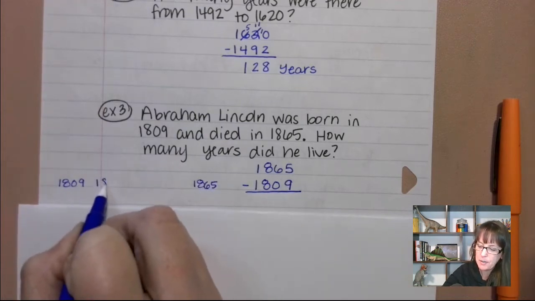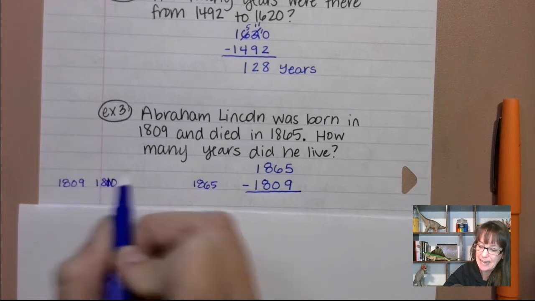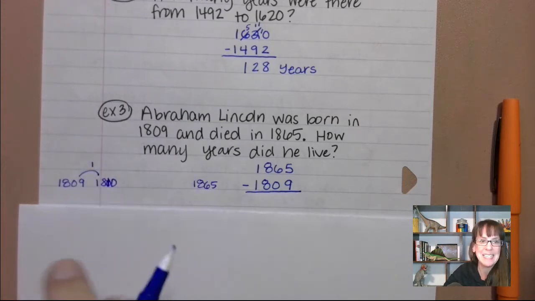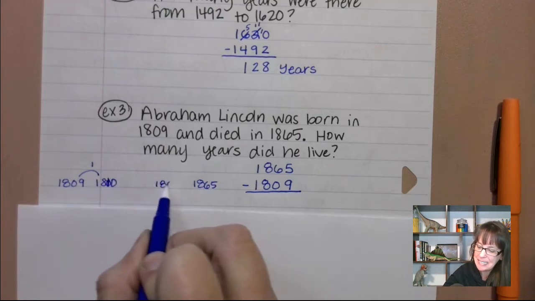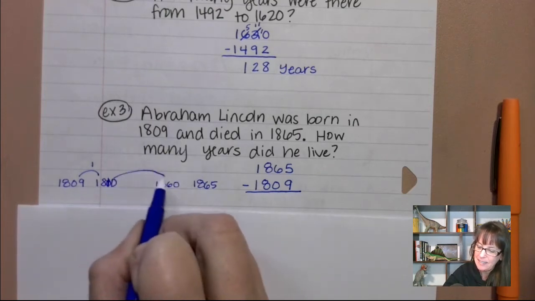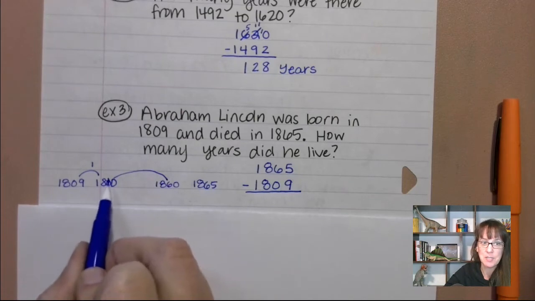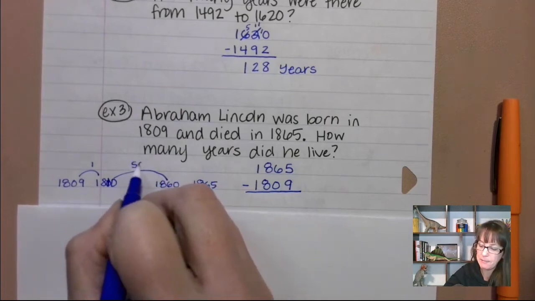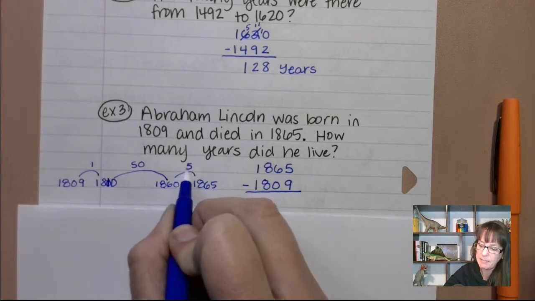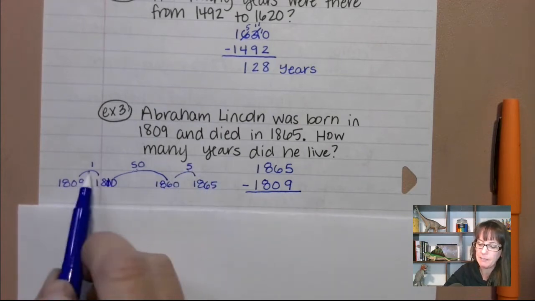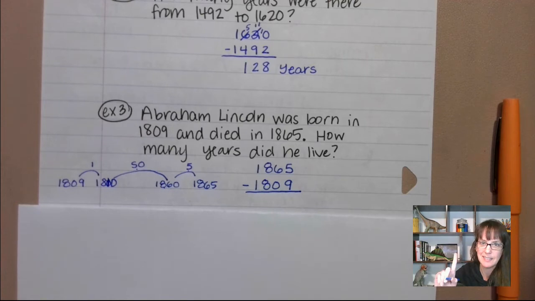So we need to go from 1809 all the way up to 1865, right? From 1809, let's go to 1810. That's 1, right? And 1810 is a nice friendly number. From 1810 to 1860 is going to be 50 years, because we take 10 and add 50, we get 60. And then from 60 to 65 is 5 more years. 50 plus 5 plus 1 would give us 56. Let's see if we're right.